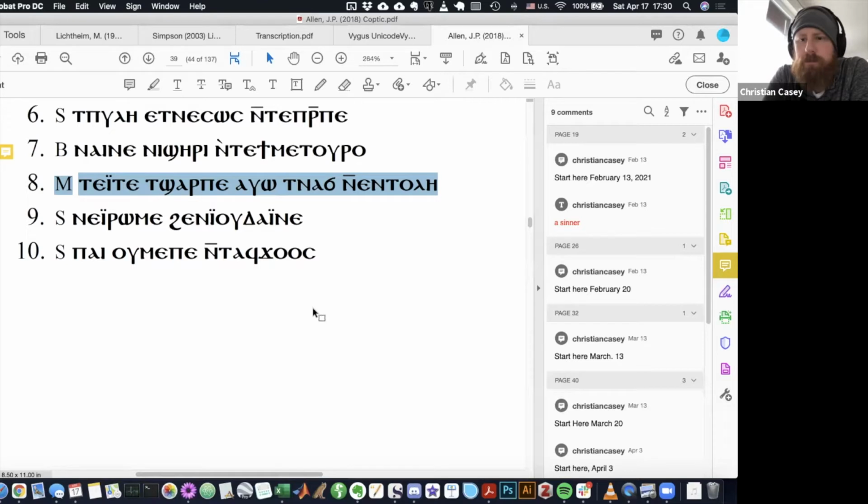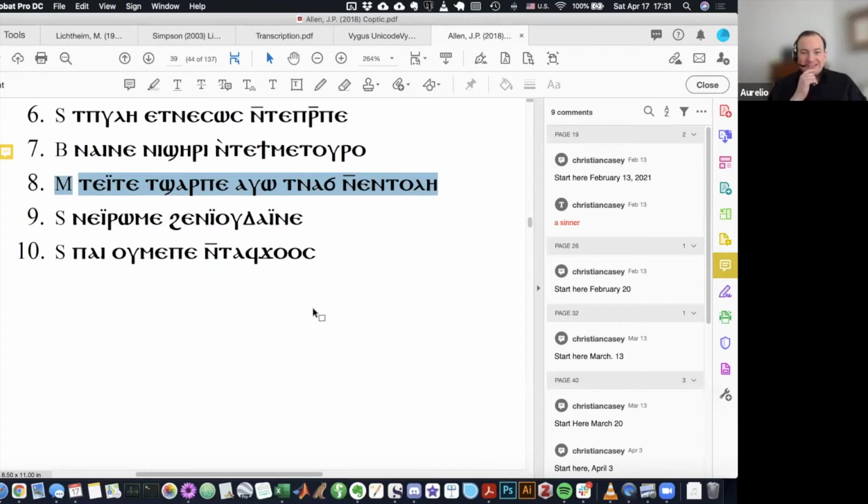Sure thing. So number 8, Tete Tesharpe Avot Nach in Entole. This is the first and the greatest of the commandments. Yes, nice translation. There's something grammatically interesting in here. Sorry, go ahead though. Is there anything grammatically interesting?